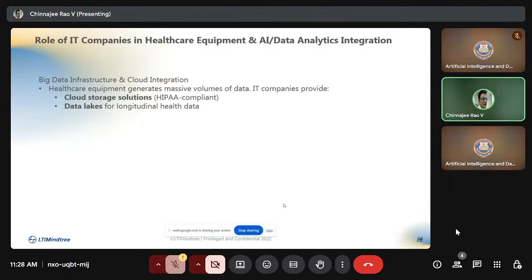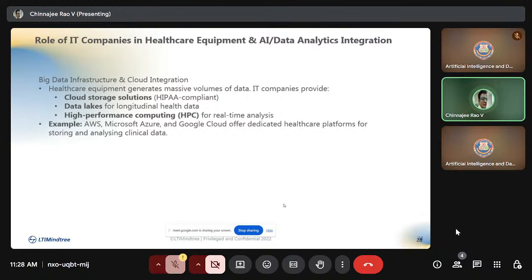Then data lake. Data lake means the data is stored in a huge place. Then high performance computing. So this data analysis and AI will be performed with high performance computers. High performance computing is also called a supercomputer that will do the real time analysis. Hope you guys have heard about a supercomputer, right? Mainframe computers, mainframe supercomputer.